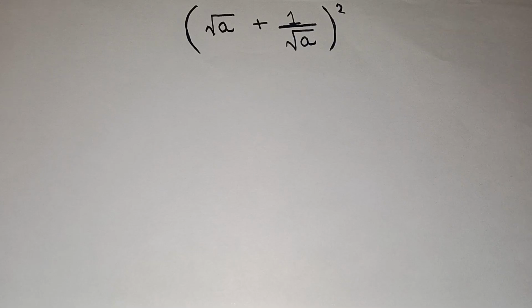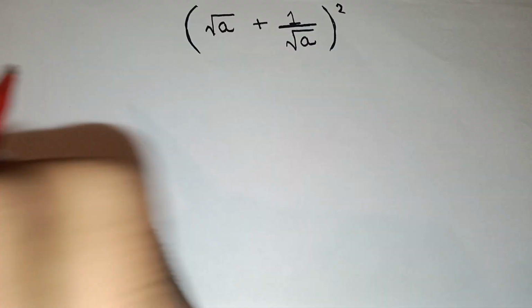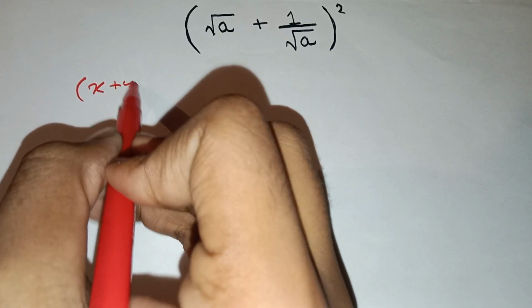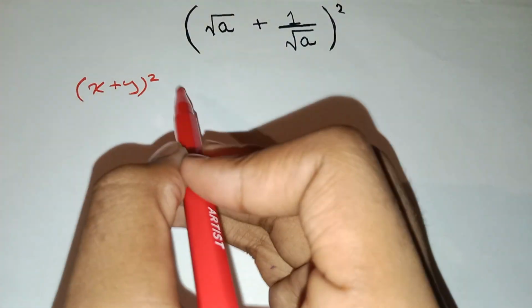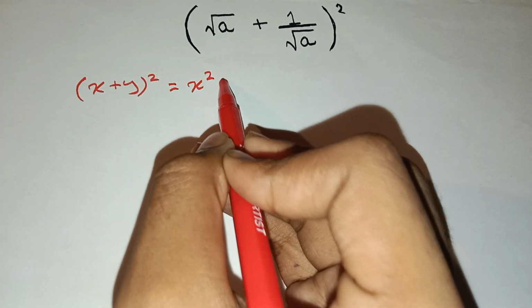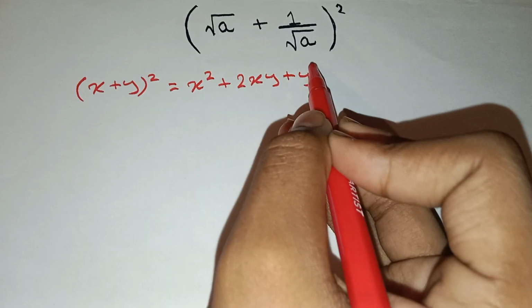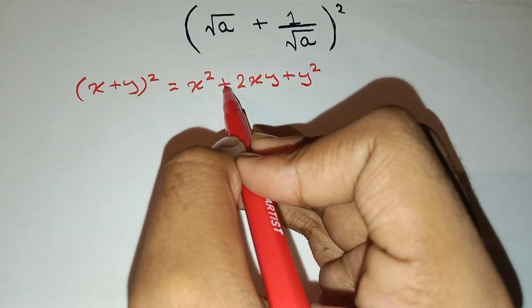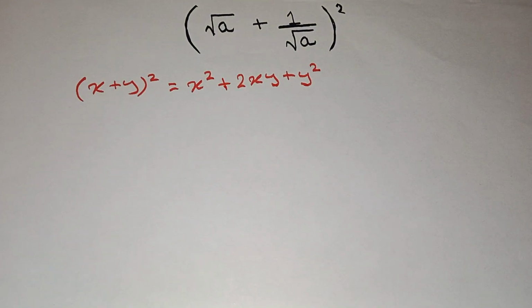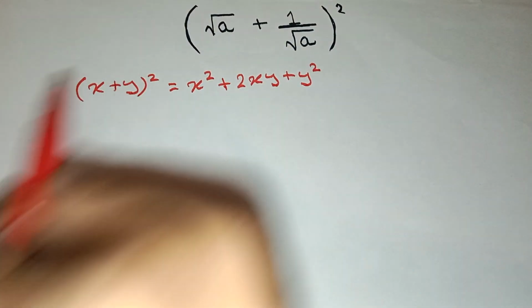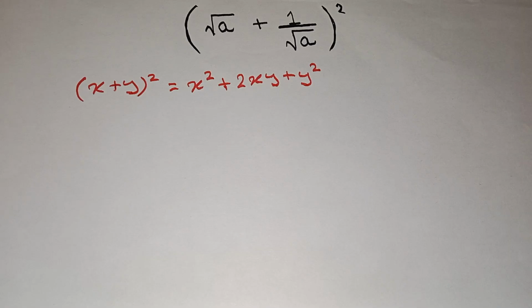Let's go ahead. We will apply an identity here which you have learned in grade 6 or 7. The identity is known as the square identity. The identity says (x plus y) whole square is equal to x square plus 2xy plus y square. This is the identity. Now we will apply it.